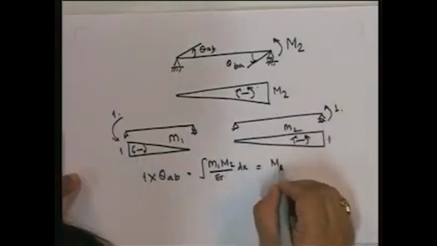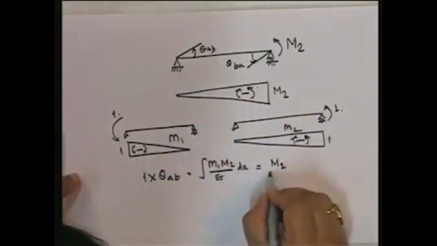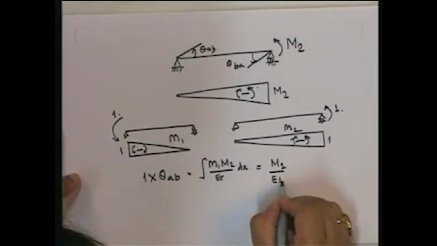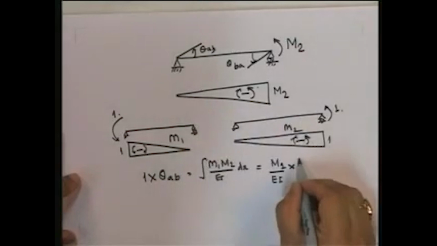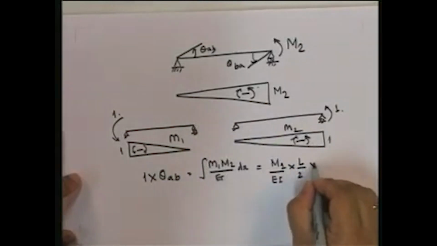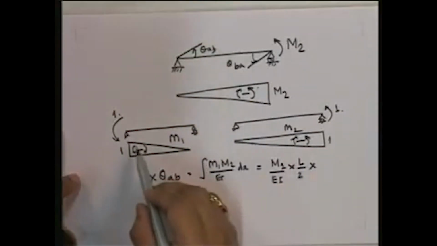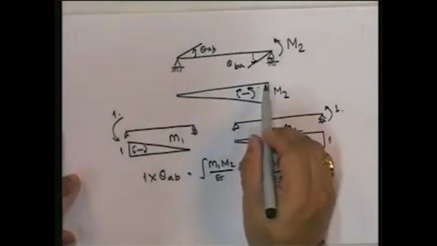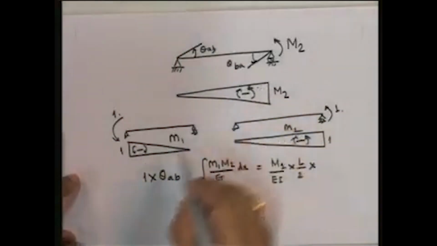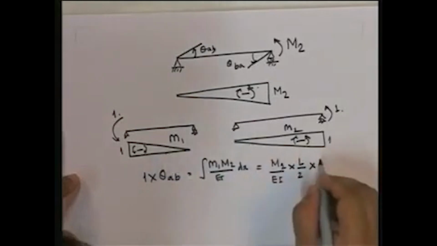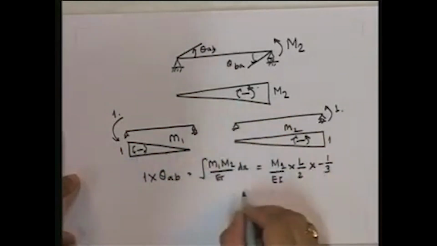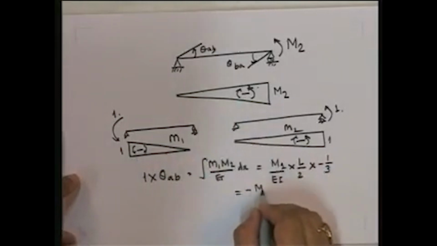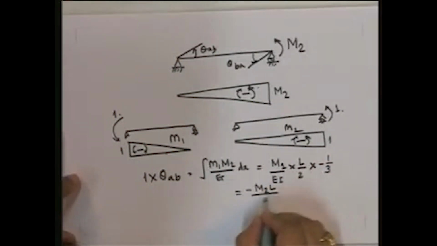That is equal to M1 M2 upon EI. So this is going to be area under this curve, M2 upon EI, multiplied by area under this curve is L upon 2, multiplied by the value at this centroid. The centroid is 1/3 from this. So if you take 1/3 from here, you will get 1/3, and look at the opposite sign. So it will be minus 1 upon 3. So this is going to be equal to M2 L upon 6 EI.